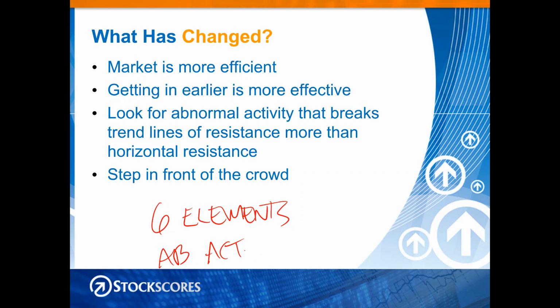The market is more efficient. And so where I used to maybe wait for these breakouts through horizontal resistance, now I try to catch them a little earlier when they break trend lines of resistance. Because the market is more efficient, there's more people trading it, there's computers trading the market, and so it's important to get in earlier than the crowd.